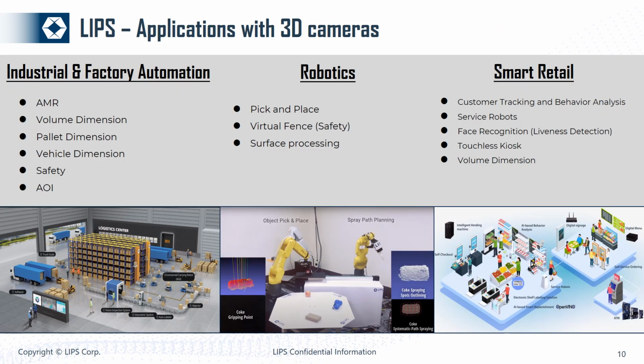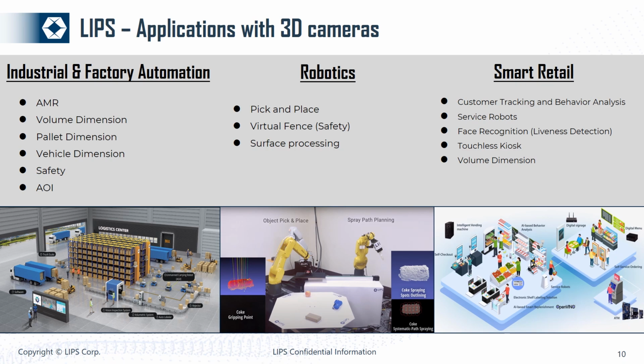Applications with 3D cameras include industrial and factory automation such as autonomous mobile robots, volume dimensioning, pallet dimensioning, vehicle dimensioning, automated optical inspection, robotics for pick and place, virtual fence, surface processing, smart retail for customer tracking and behavior analysis, service robots, face recognition and liveness detection, touchless kiosk, and volume dimensioning.